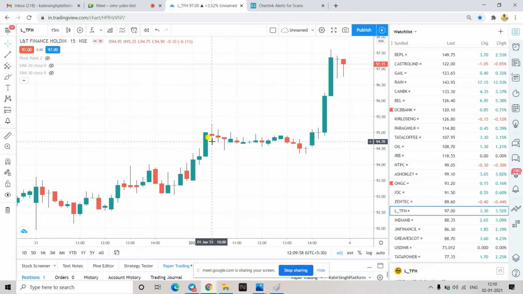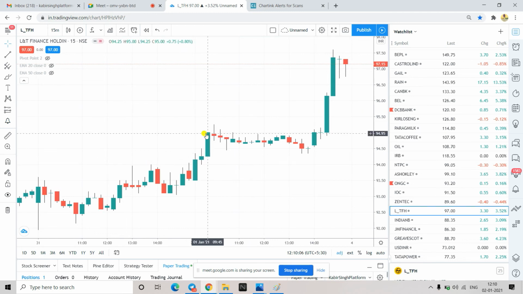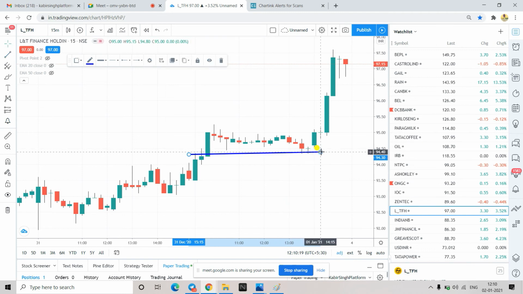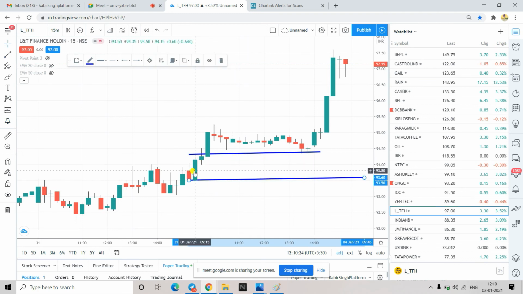Where would be the stop loss for this one, Kabir? You can keep the stop loss at the day low and hold. If you feel the day low stop loss is very big, then you can draw the open range. This is the open range. Half of this you draw here, and you can keep your stop loss there also. But make sure that once you are buying, it should be in the buy zone.